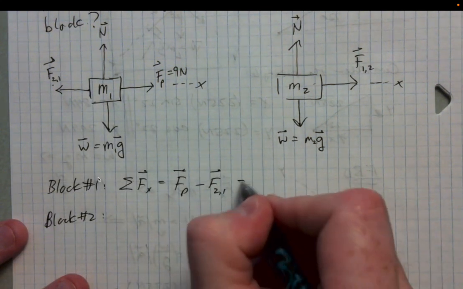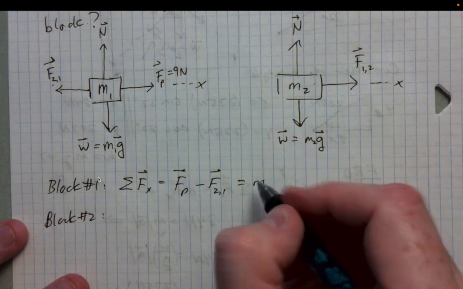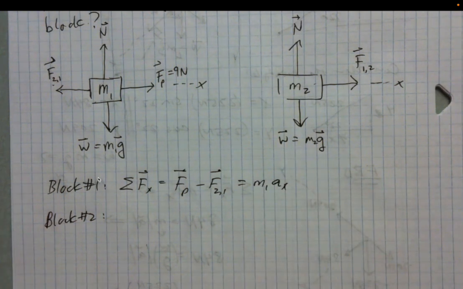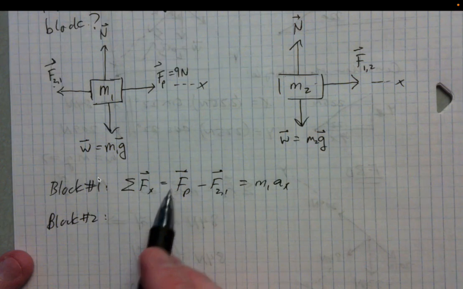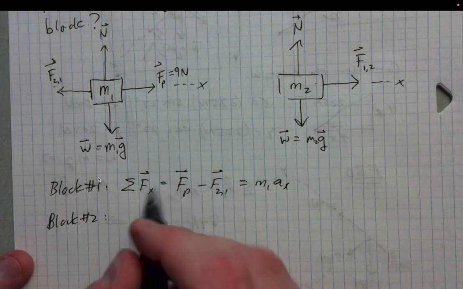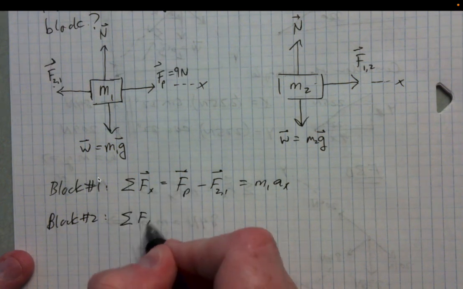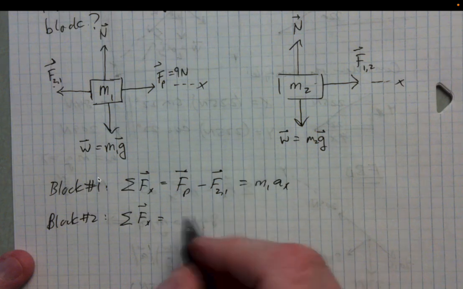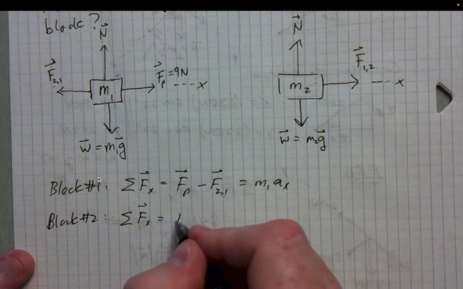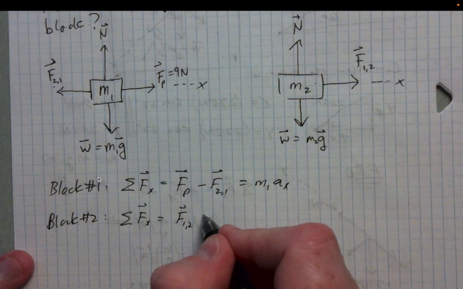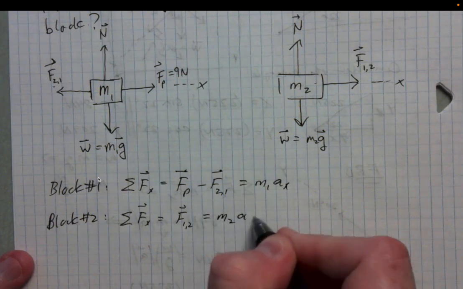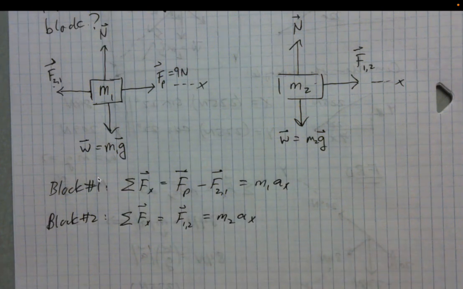Okay, and that's going to be equal to m1 times the acceleration in the x direction. Okay, that's everything for this guy. Now what about block number 2? Well, block number 2, again, the sum of the forces in the x direction, well, there's just F12, right? There's the force that block 1 exerts on block 2. That's got to be equal to m2 times a sub x.